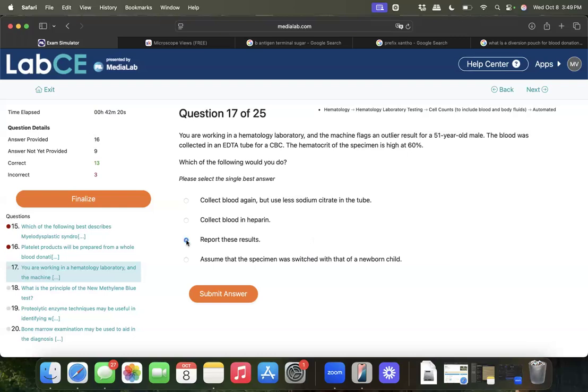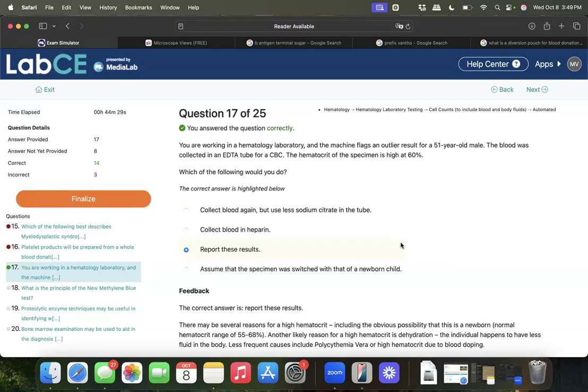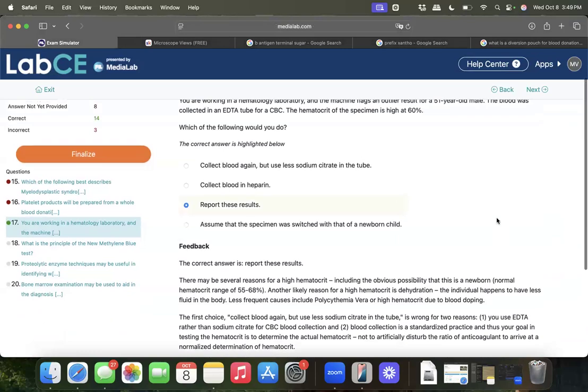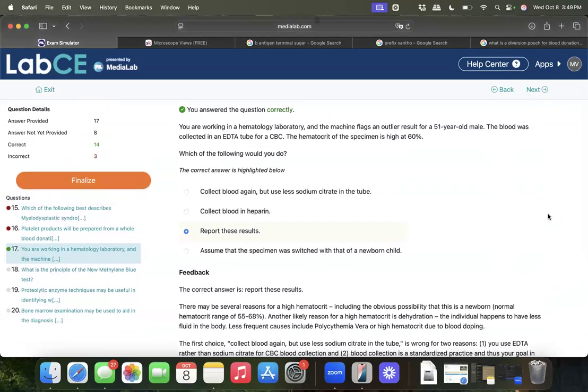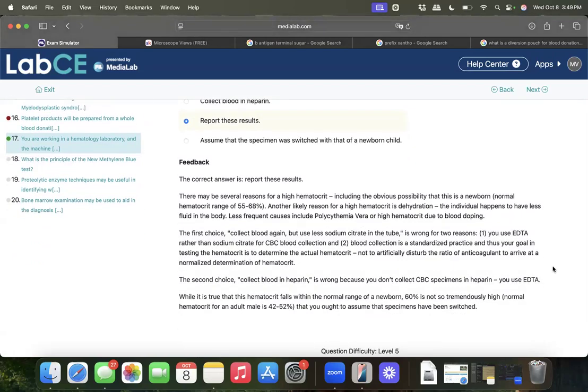What are we saying? C? Let's see what C is talking about. Hey, C was the correct answer. Okay. We're going to report those results. 51-year-old male got flagged on the instrument. It was collected in the proper tube. Crit is at a 60%. What would you do? You're going to report it, okay?